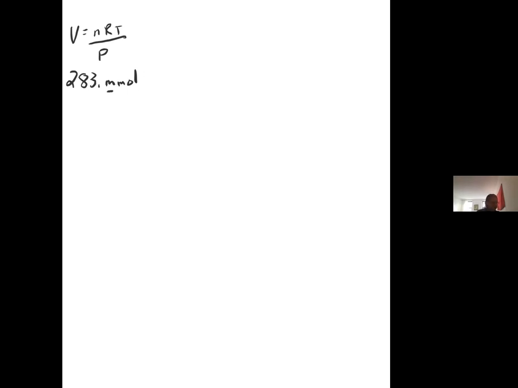Milli is 10 to the minus 3. So this is just 283 times 10 to the minus 3 moles, right? This is milli right there, so 10 to the minus 3. And that's fine. That's in a little awkward notation, but it would work. The value of R we're going to use is 0.08257 atmosphere liters. Remember, we said to use this one because the pressure was given in atmospheres.